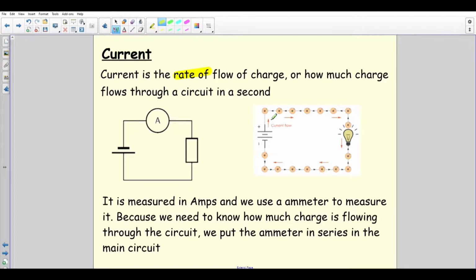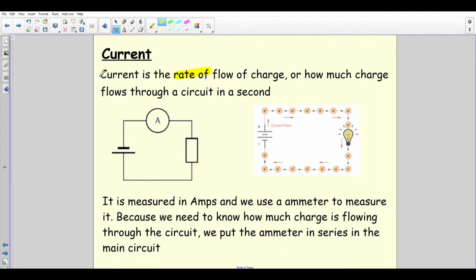Okay, so if we look on here, we can see the little electrons flowing around. Our charge flowing around, our current flowing around through our wire. And going back to the water analogy, if you put a little water wheel in here, you might be able to see how much water is going past in a second. We'd have to put that in the main circuit somewhere, in the main current. So we put the ammeter to measure the current in the main circuit. So it goes in series.